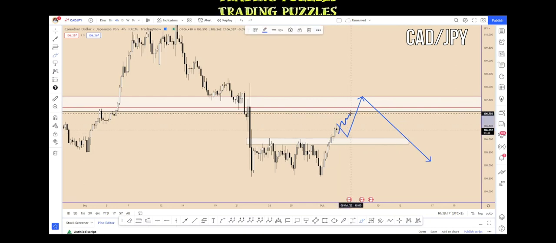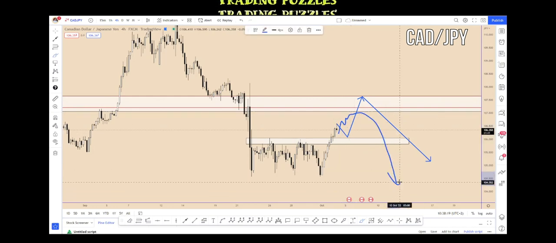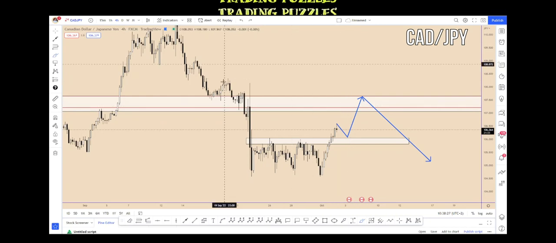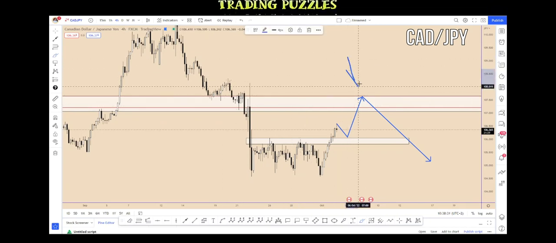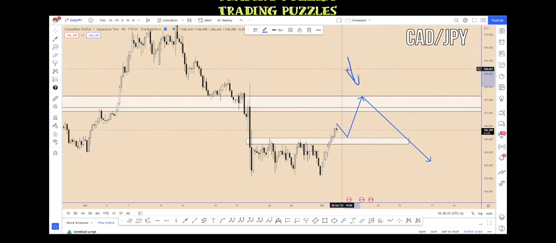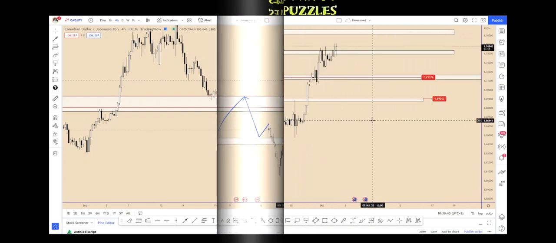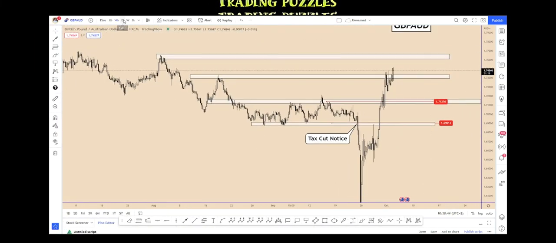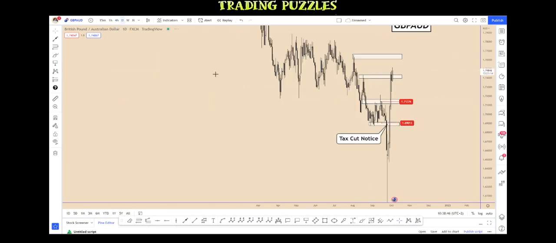It can also do anything strange and it can crawl down from this point before reaching the upper part of the structure. So I'm not expecting anything big at all on Canadian dollar and yen. Let's see, because the sell opportunity will come in our sell zone very soon, in my opinion. Just the next one that we are going to look at today is the GBP Australian dollar.